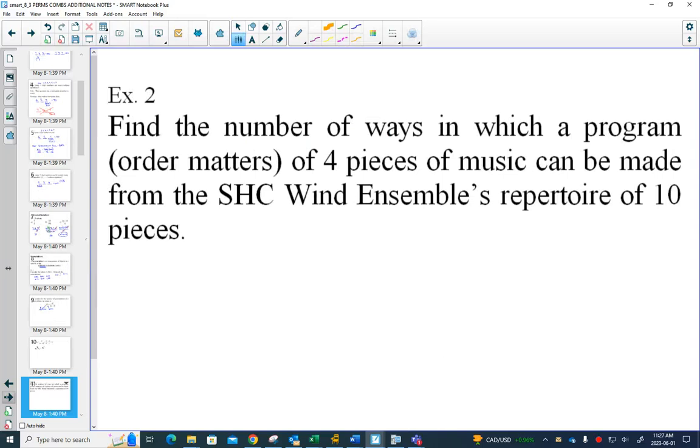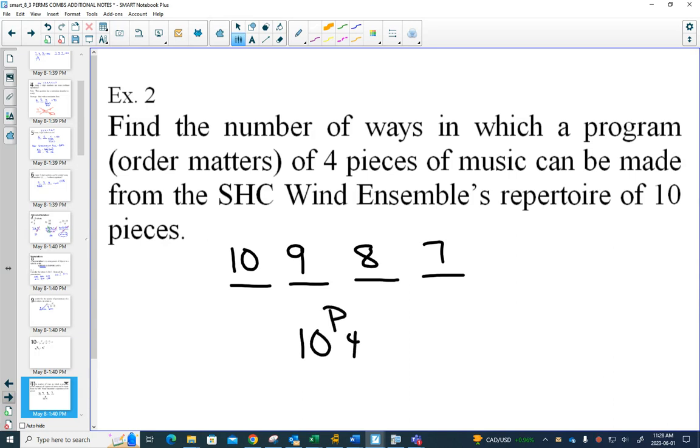So for most permutation questions, you're going to use the fundamental counting principle. Here, 10 songs, we have 4 decisions. Which 4 songs are you going to make? 10 choices for the first one, then 9 choices, then 8 choices, then 7 choices. This is the same as 10P4.